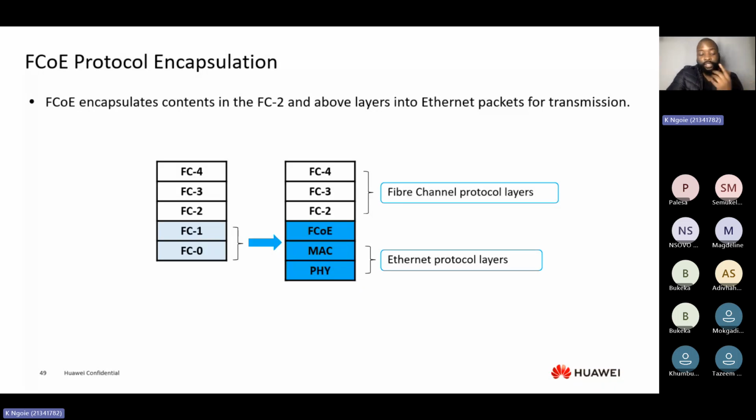And then you have the second one, the FC1. The FC1 is the encoding and decoding layer. It defines how the data frames are encoded or decoded for transmission over the network. The purpose of this layer is to ensure that data are reliable in terms of converting digital data into formats that are suitable for the physical layer.